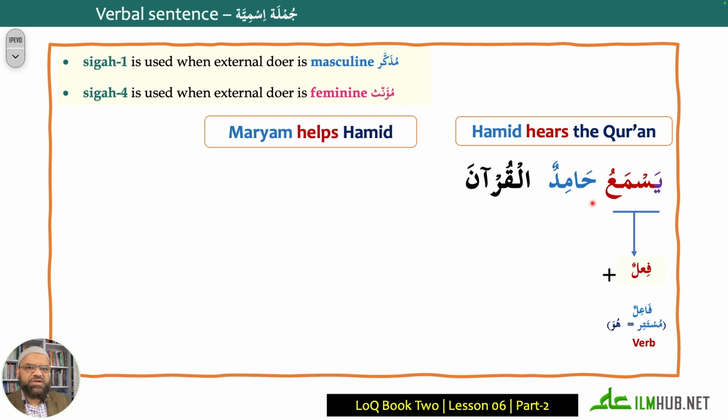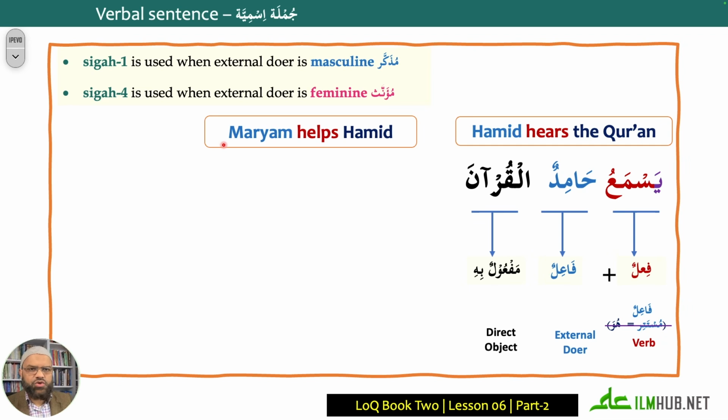But because of Hamidun afterwards, I will cross this off. So I will translate it as "Hamid hears" rather than "he hears." And of course, Hamidun is my external doer. Al-Qur'an is the direct object. What does he listen to, or what does he hear? He hears the Qur'an. So, direct object. In principle, exactly the same thing as we've done before.